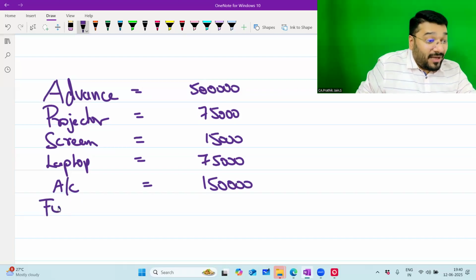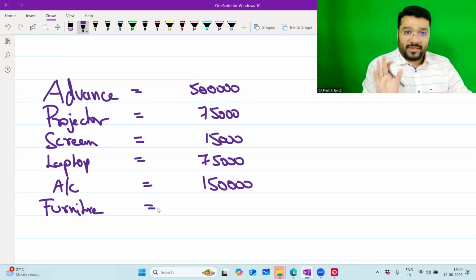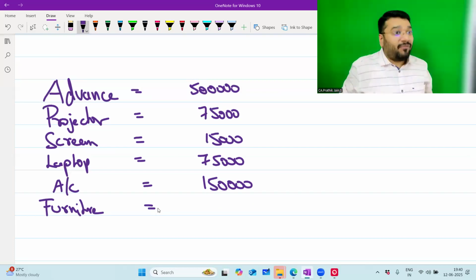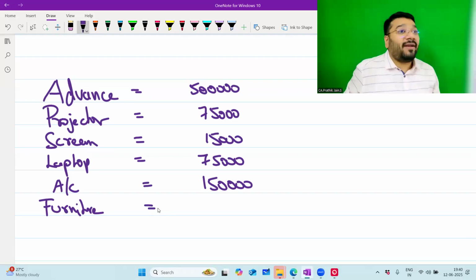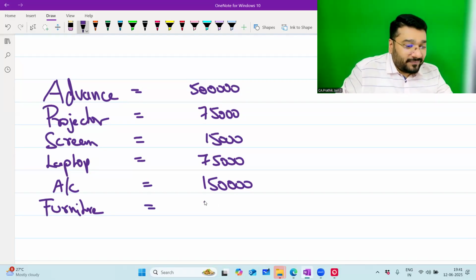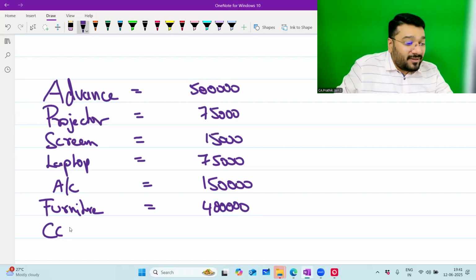Coming to furniture, very important. Where will students sit? Furniture means what? Table and chair for you to sit, table for me to take class, office room furniture, all put together. 4 lakh rupees. CCTV camera, 75,000 rupees.